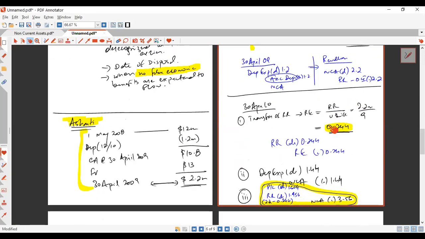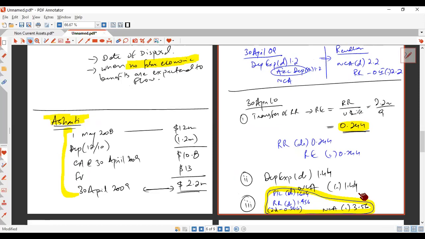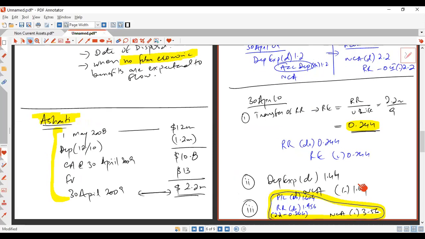Now, how exactly are we going to recognize the loss? So the first thing that we had to do was there was a transfer of revaluation to retained earning. The transfer of revaluation to retained earning was like this: 2.2 divided by remaining life 9. So 0.244 was transferred. Then we recognize depreciation expense. And now the non-current asset's value has to reduce by 3.56.